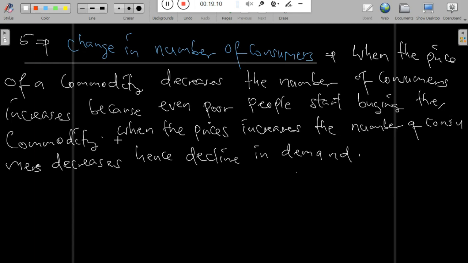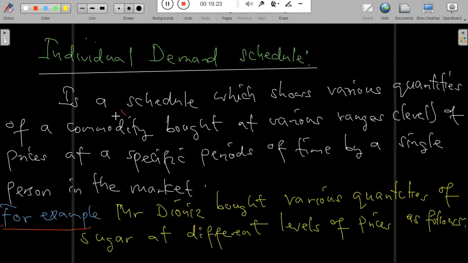But also, let's talk about the individual demand schedule. The individual demand schedule is a schedule which shows the various quantities of a commodity bought at various levels of price at a specific period of time by a single person in the market. Let's take, for example, Mr. Dionys, who bought various quantities of sugar at different levels of price as follows.